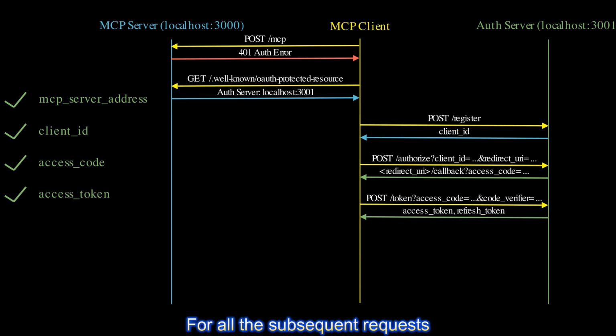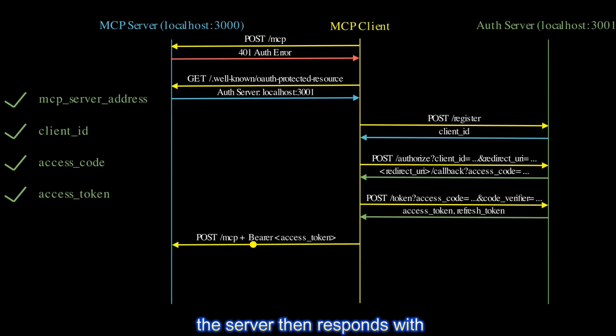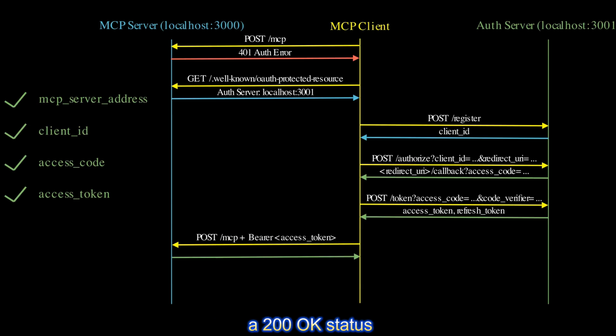For all the subsequent requests, the client includes this bearer token in the HTTP header, and everything functions normally. You see, the server then responds with a 200 OK status.